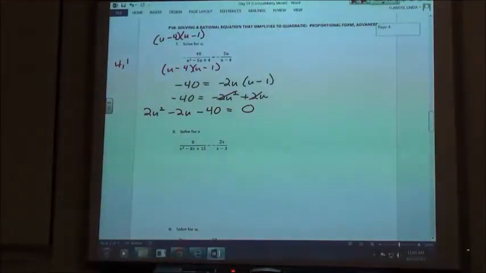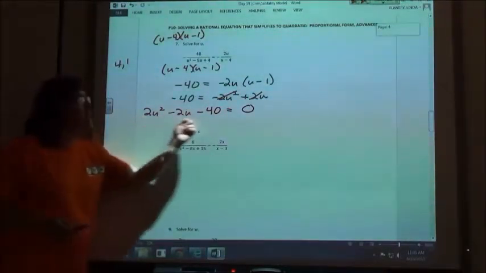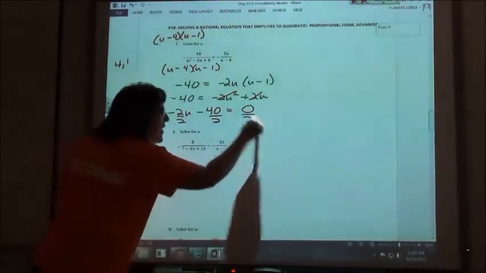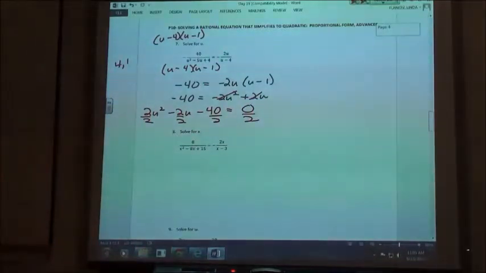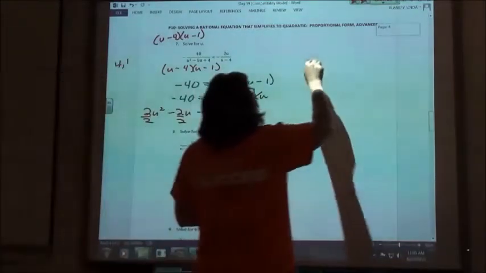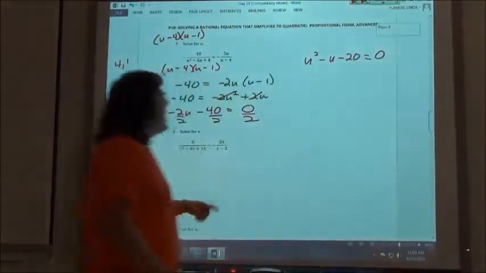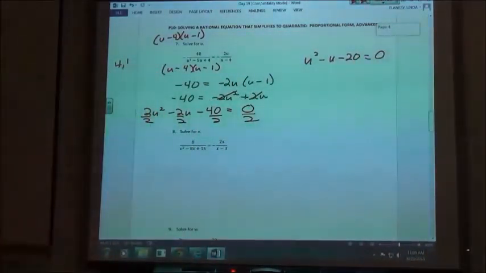Now, I could try to FOIL that out right away, but if I recognize that there is a greatest common factor, then my numbers aren't going to be so big, and it's going to be way easier to factor. So I would go ahead and divide everything by 2, which means I'm dividing even that 0 by 2, but it's going to stay 0. And so I'm going to get u squared minus u minus 20 equals 0. And that looks a whole lot easier to factor than 2u squared minus 2u minus 40. Not that you can't factor that, but that's a lot easier.